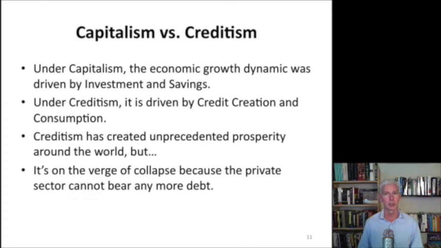Under our economic system, the growth dynamic has been driven by credit creation and consumption, and more credit creation and more consumption, and that's created very rapid economic growth. In fact, much more rapid economic growth than would have occurred under capitalism. The danger is it now seems that creditism can't create any more economic growth, and in fact may collapse into depression because the private sector can't bear any more debt.